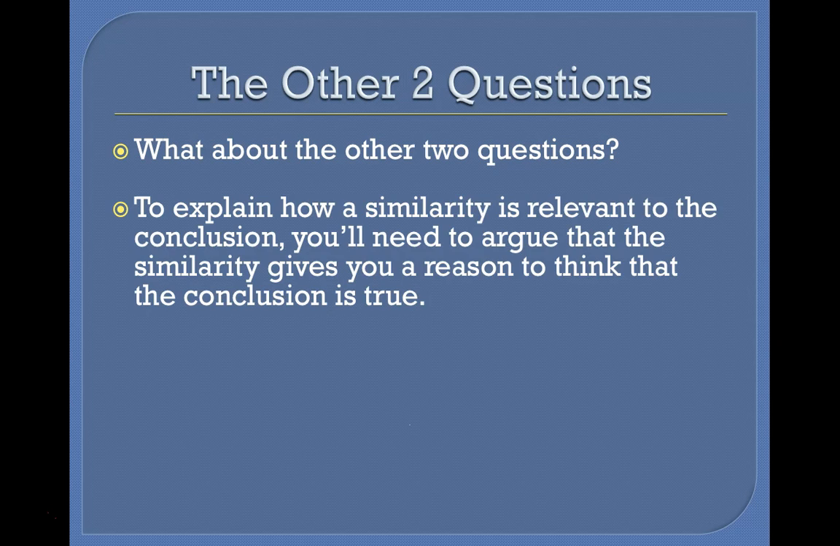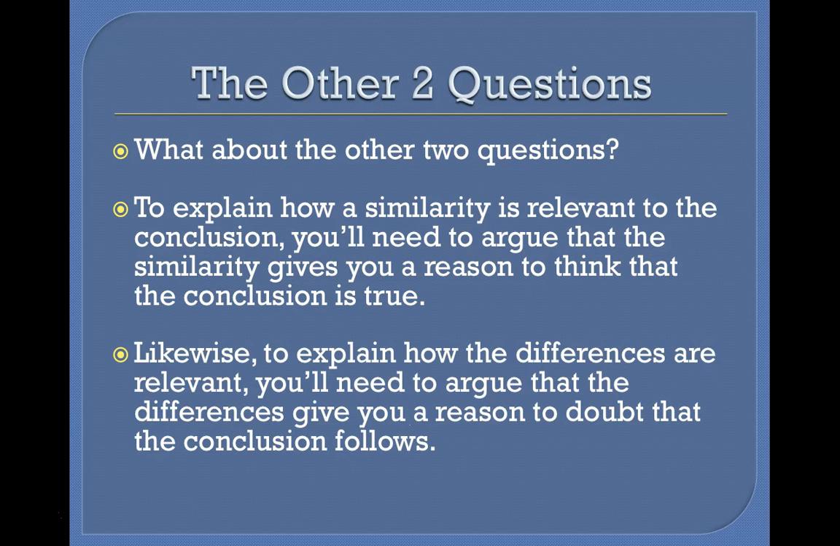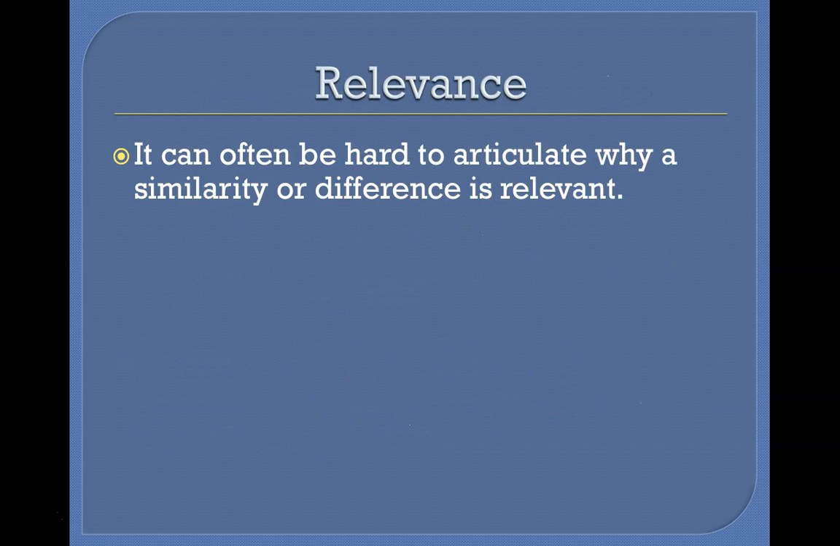To explain how a similarity is relevant to the conclusion, you'll need to argue that the similarity gives you a reason to think that the conclusion is true. Likewise, to explain how the differences are relevant, you'll need to argue that the differences give you a reason to doubt that the conclusion follows. It can often be hard to articulate why a similarity or difference is relevant.